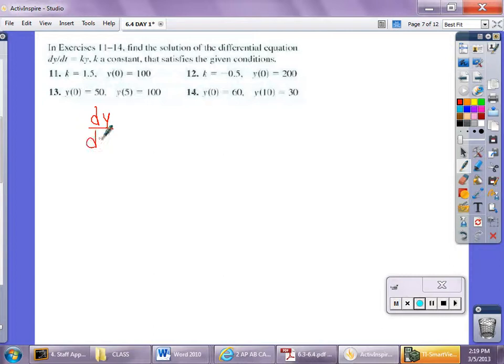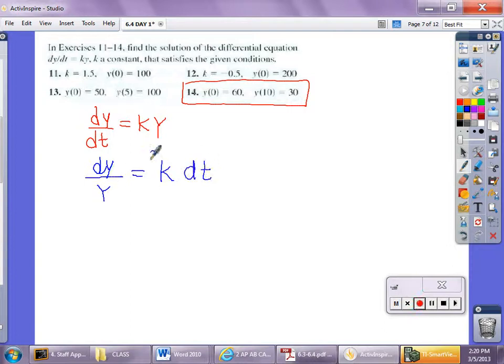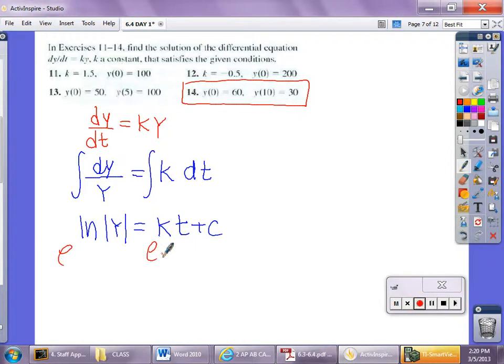So let's look at, it says find the solution where you're starting out with this. And let's do number 14. So, you're going to start off with, yes, I want you to go through this process, and yes, we know what the answer is going to be, but I still want you to do it. So that becomes the ln of y equals kt plus c. We're going to take e, both sides. We get absolute value of y is equal to e to the kt times e to the c.